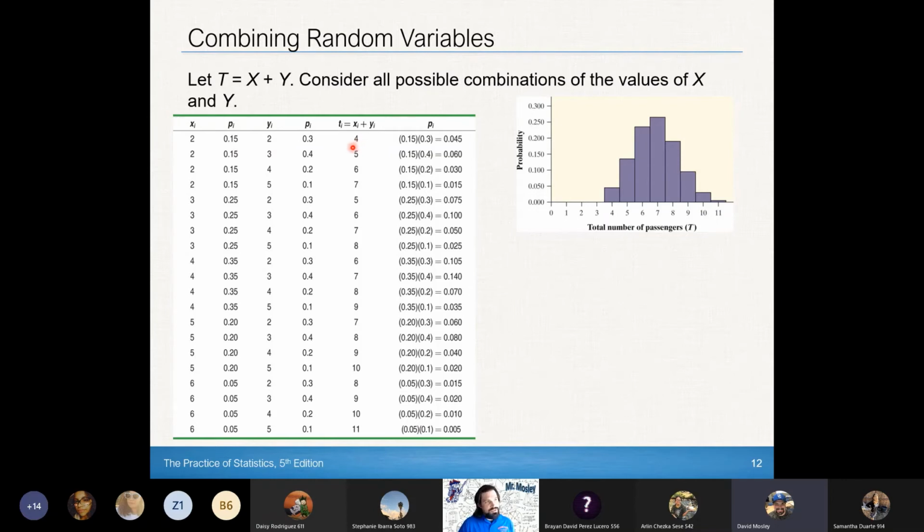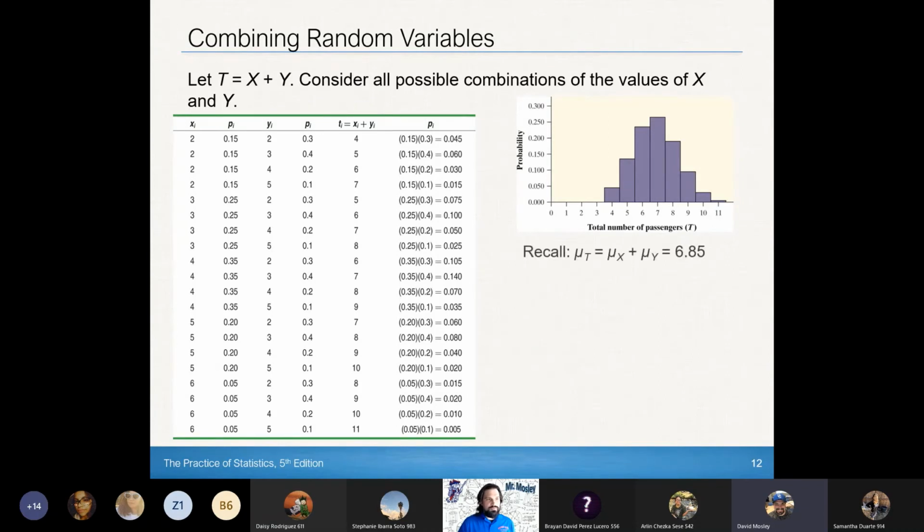The probability of hitting 4 passengers total, right, is the probability of 2 from Pete times the probability of 2 from Aaron. We get 0.045. Okay, this is based on what we learned in probability from chapter 5. Right. It's the probability of both things happening. It's an AND calculation.